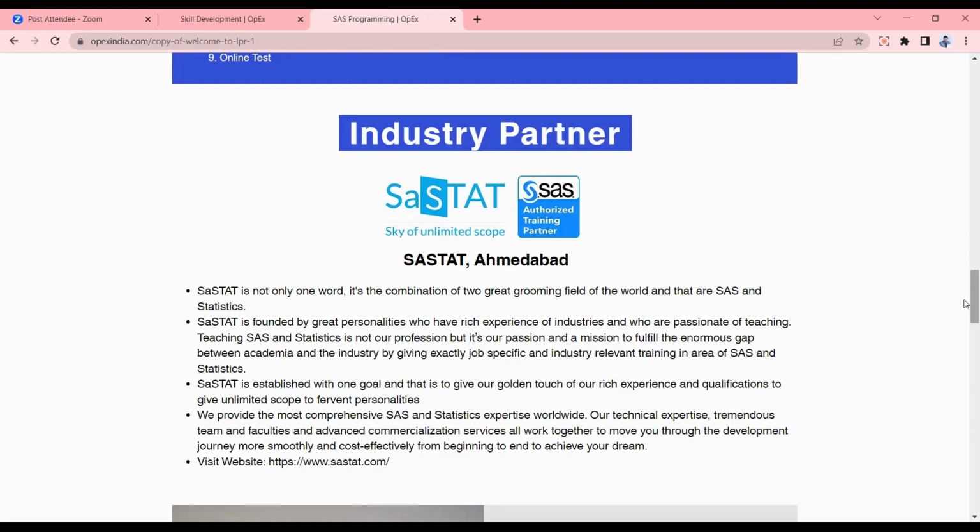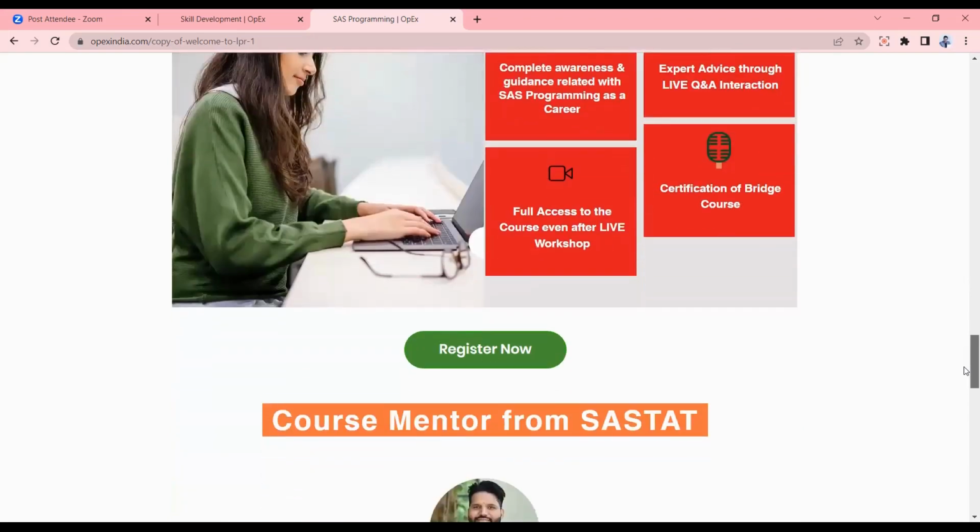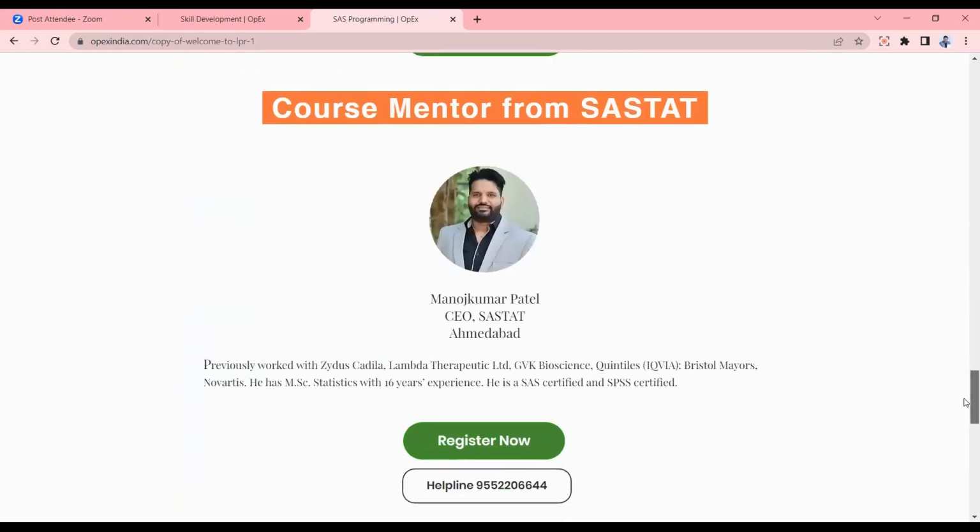For this certified bridge course, which is happening from 15th of February, we have collaborated with our industry partner SASTAT. So you will get a certification from OPEX and SASTAT after this 3 days workshop. The mentor for this certified bridge course is Mr. Manoj Kumar Patel, the CEO of SASTAT, who has very vast experience.